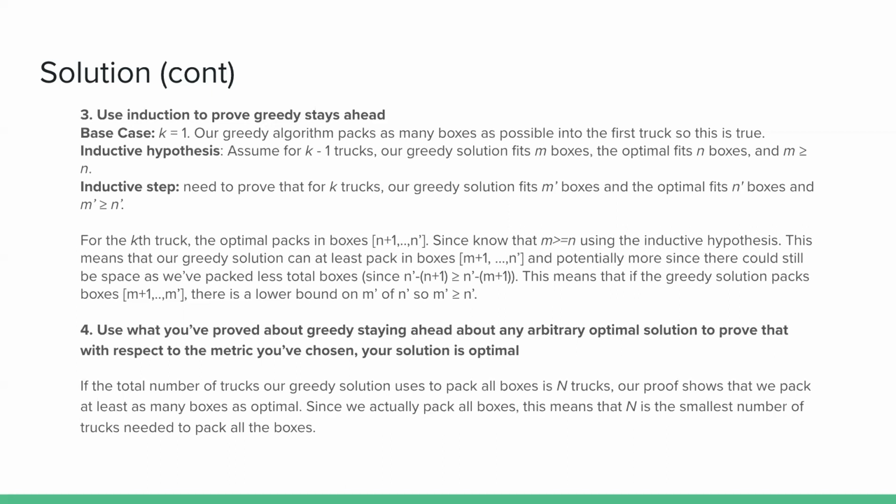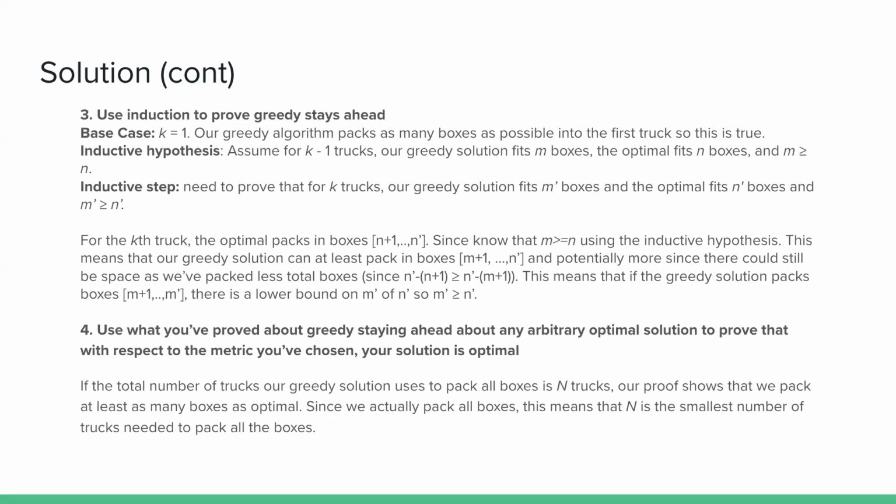Okay, so this is what our solution is going to look like. The inductive part for k equal to 1. If you remember, k represents the number of trucks at this given point. So the base case follows pretty simply. Our greedy algorithm is going to pack as many boxes as possible into the first truck, so m is going to be greater than or equal to n. So the number of boxes in our greedy solution is at least as much as the boxes in the optimal solution. Okay, that's our base case.